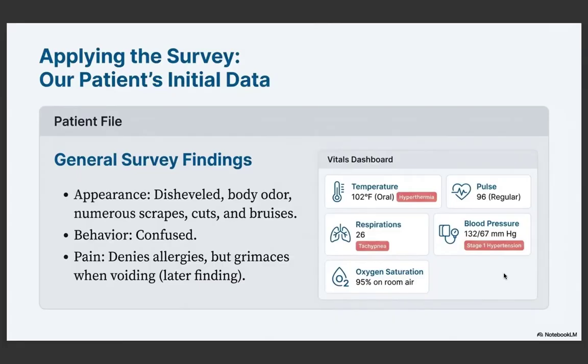But we can see that visually they look relatively disheveled. They have a body odor. Maybe they're not taking care of themselves, they might be suffering from depression, maybe haven't been showering like they're supposed to. But in this case, they have some cuts and bruises and stuff like that. And this patient is confused. So all of this stuff is going to be stuff that we are going to write down in our general survey. We're also going to ask them if they have taken any medications or if they have any allergies, stuff like that.